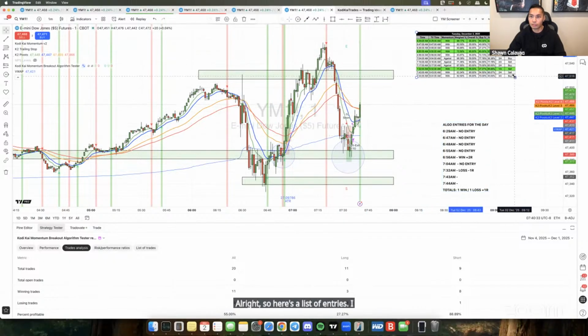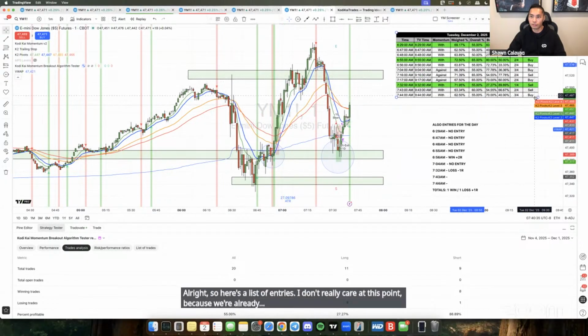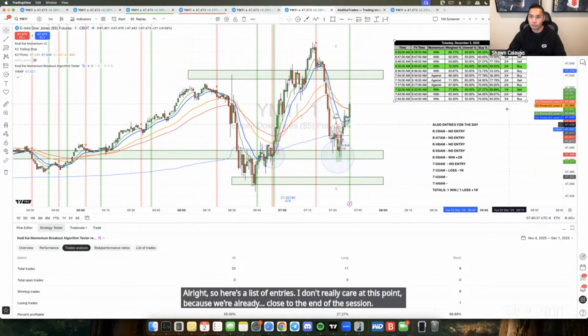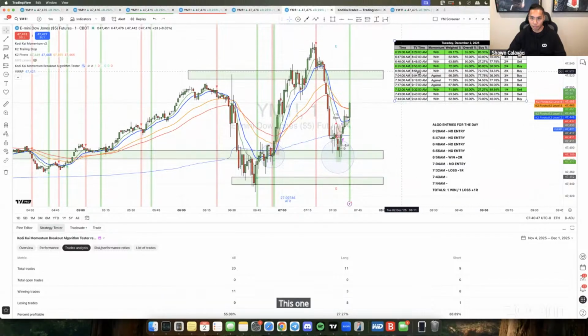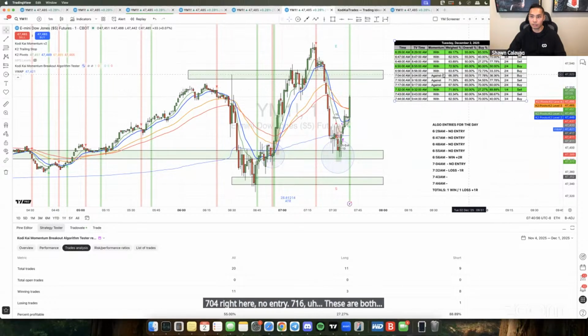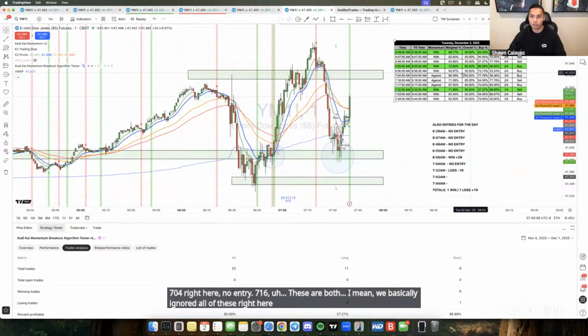I don't really care at this point because we're already close to the end of the session. So here are all the entries for today. Like I said, there's no entry at 629, no entry at 647, no entry at 648. This one right here came up 650, or no entry right here as well. This one did come up 656. This was a win. 704 right here, no entry. 716. These are both, I mean, we basically ignored all of these right here, the against. 732 unfortunately was a loss.